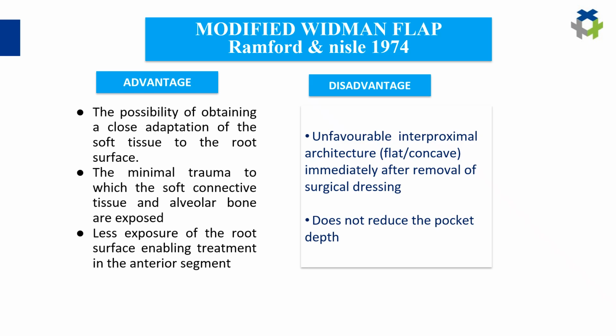Modified Widman flap by Ramfjord and Nissle in the year 1974. So this aims for close soft tissue adaptation to the root surface with minimal trauma. It involves precise initial incisions, flap elevation, removal of inflamed tissue collars and suturing without major bone exposure. See, the advantages are possibility of obtaining a close adaptation of the soft tissue to the root surface, minimal trauma to the soft connective tissue, and less exposure of the root surface, enabling the treatment in the anterior segment. Disadvantages: unfavorable interproximal architecture immediately after the removal of surgical dressing, and it does not reduce the pocket depth.